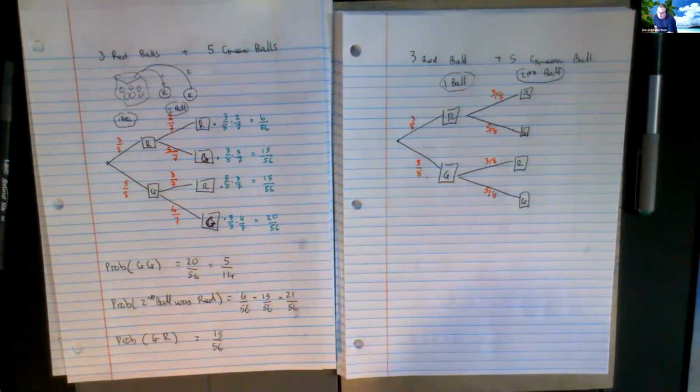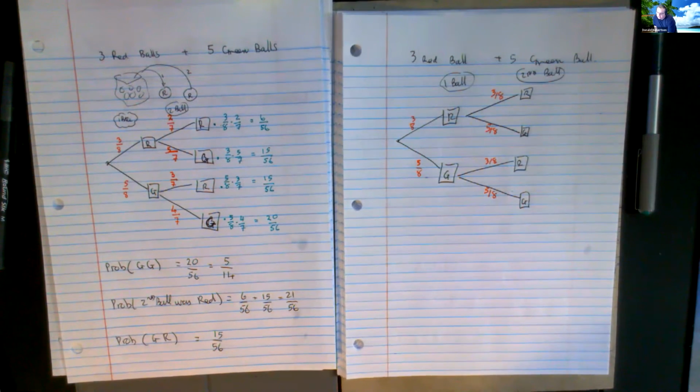Do you notice that the probability of the branches doesn't change when you do a with replacement? So every time you do it, it's still going to be 3 8ths for a red and 5 8ths for a green.